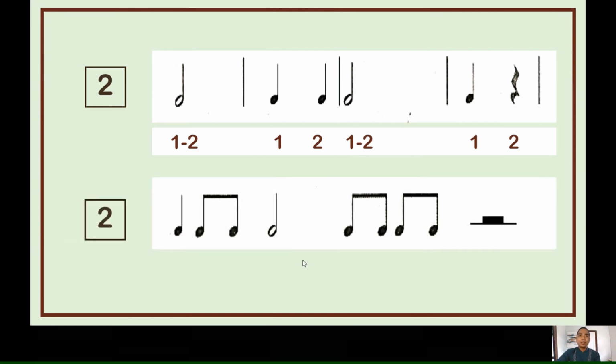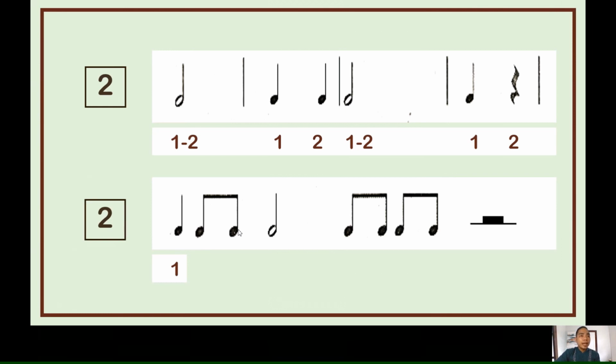The next rhythmic pattern asks us to organize this in measure of twos again. First note, we can see that it's a quarter note. So it has 1 beat, which means it has 1 count. So 1. And then the next one is a pair of 8th notes. A pair of 8th notes gets 1 beat, but each 8th note gets 1/2 beat.